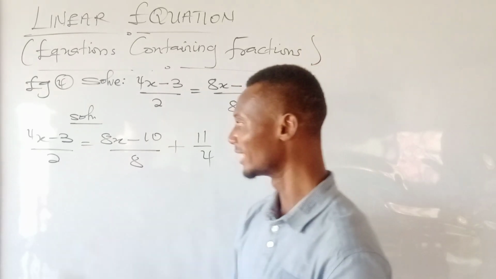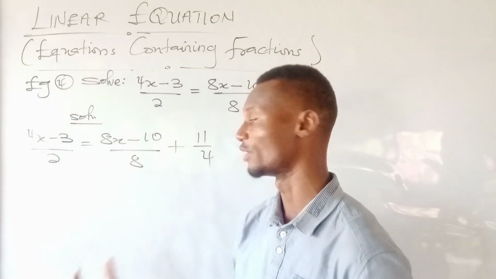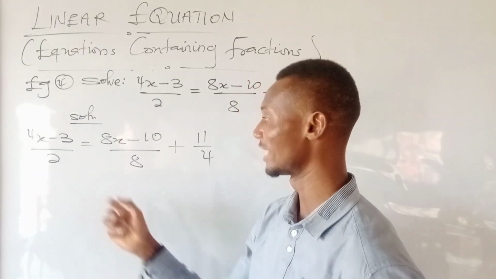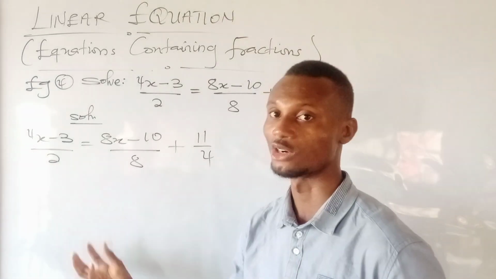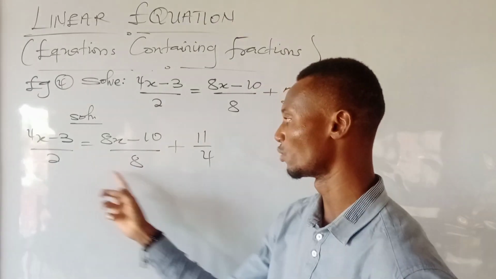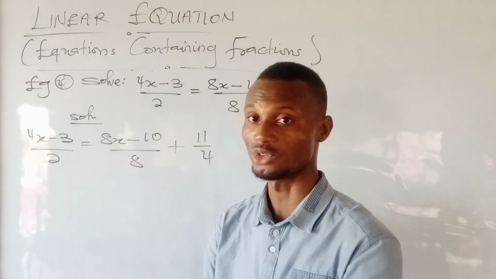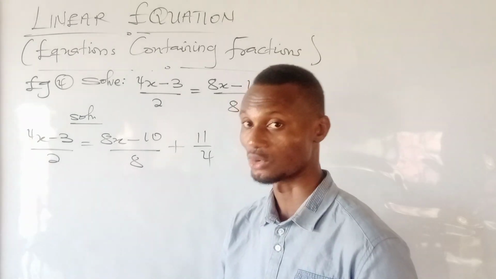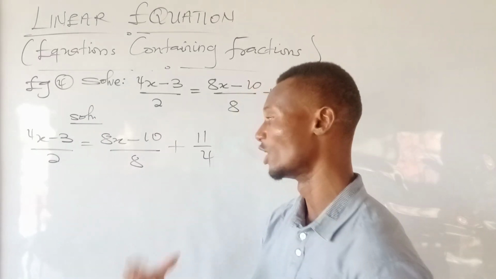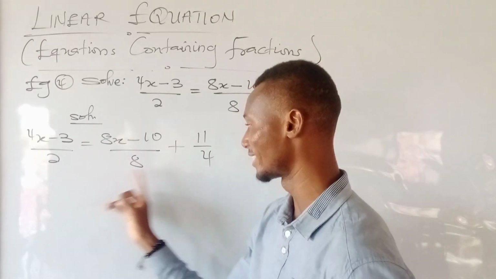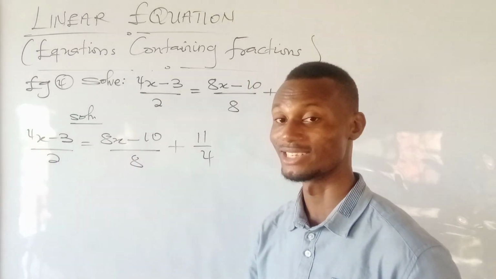Okay, so let's continue. I said you have to multiply through by the LCM, and how to get the LCM is to use the denominators. So the denominators we have here are 2, 8, and 4. So use the denominators. To find the LCM for 2, 8, and 4, you have to follow the same process that I taught you in the previous videos on how to find the LCM of numbers. So the LCM is going to be 8. If you follow the process and do it correctly, you realize that the LCM for 2, 8, and 4 is 8. So now we multiply through the equation by the LCM, which is 8.